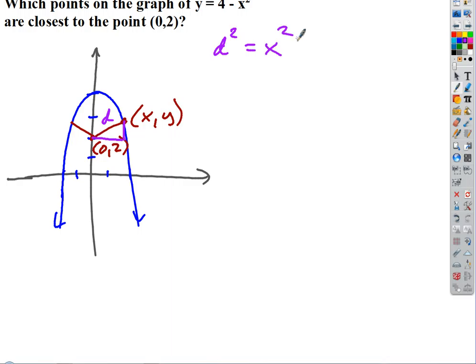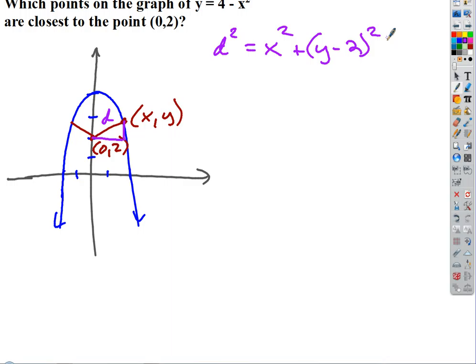Now what's going to be the vertical length there? y minus 2 squared, right? Because we're starting 2 above. We're getting that from the 0, 2 point? Yes, because we're trying to find the point or points closest to that point. It's all on this graph, the points closest to that point, right?